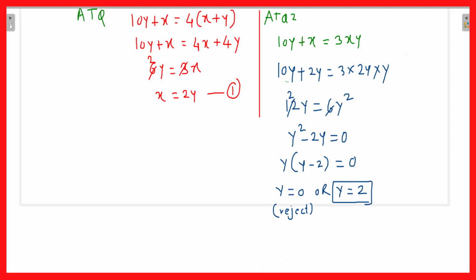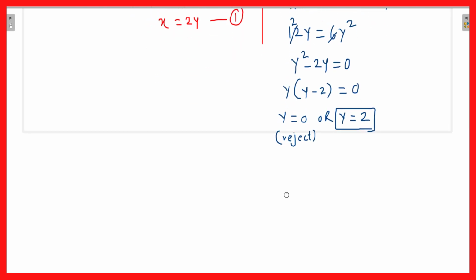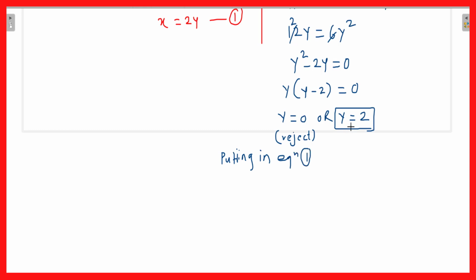Now put this value in equation number 1. So putting in equation 1, if you put this y is equal to 2 in equation number 1, you will get it as x is equal to 2 into 2. So that is equal to x is equal to 4. So you have got the value of x as 4, highlight this. So y is 2 and x is 4.